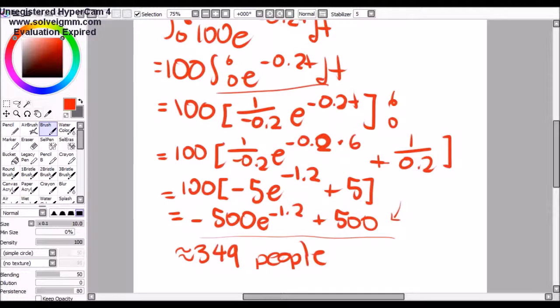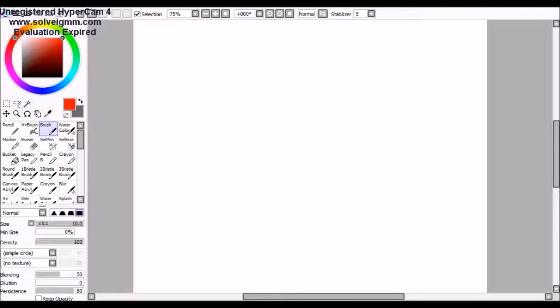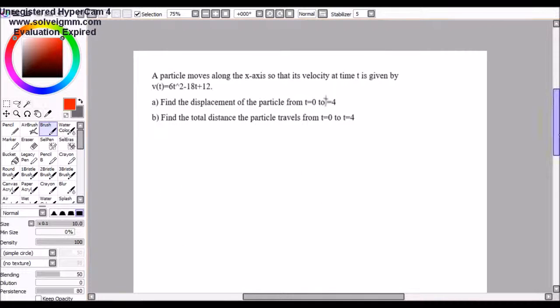Okay, I know I said that this is going to be our last question, but there's another one that I want to go over because I feel like it's important. So, time for the next and actual final question. A particle moves along the x-axis so that its velocity at time t is given by v(t), which is 6t squared minus 18t plus 12. And it wants to find the displacement of the particle and the total distance the particle travels from t equals 0 to t equals 4.